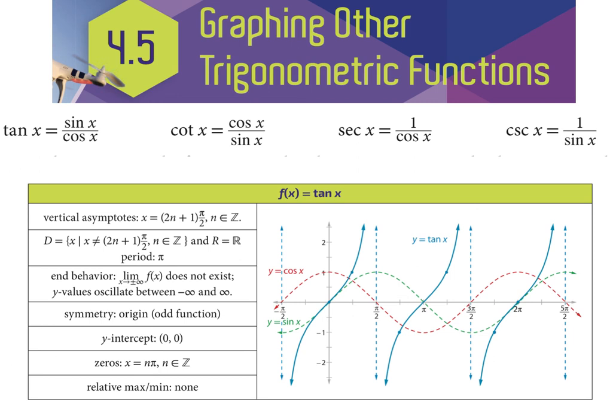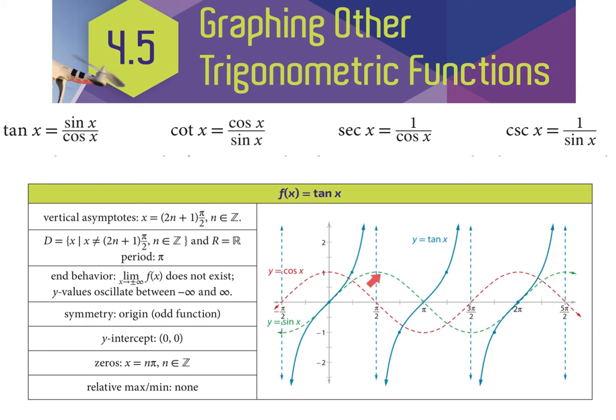Tangent, cotangent, secant, and cosecant. Sine and cosine are continuous functions. There is no point on the unit circle where sine and cosine are undefined. That is not true for the other four. The reason that it's not true for the other four is because those are in relation to your sine and cosine. And since there are times when sine and cosine are 0, and these functions have one of those in the denominator, then you have times when these are undefined. So you have these vertical asymptotes that occur.